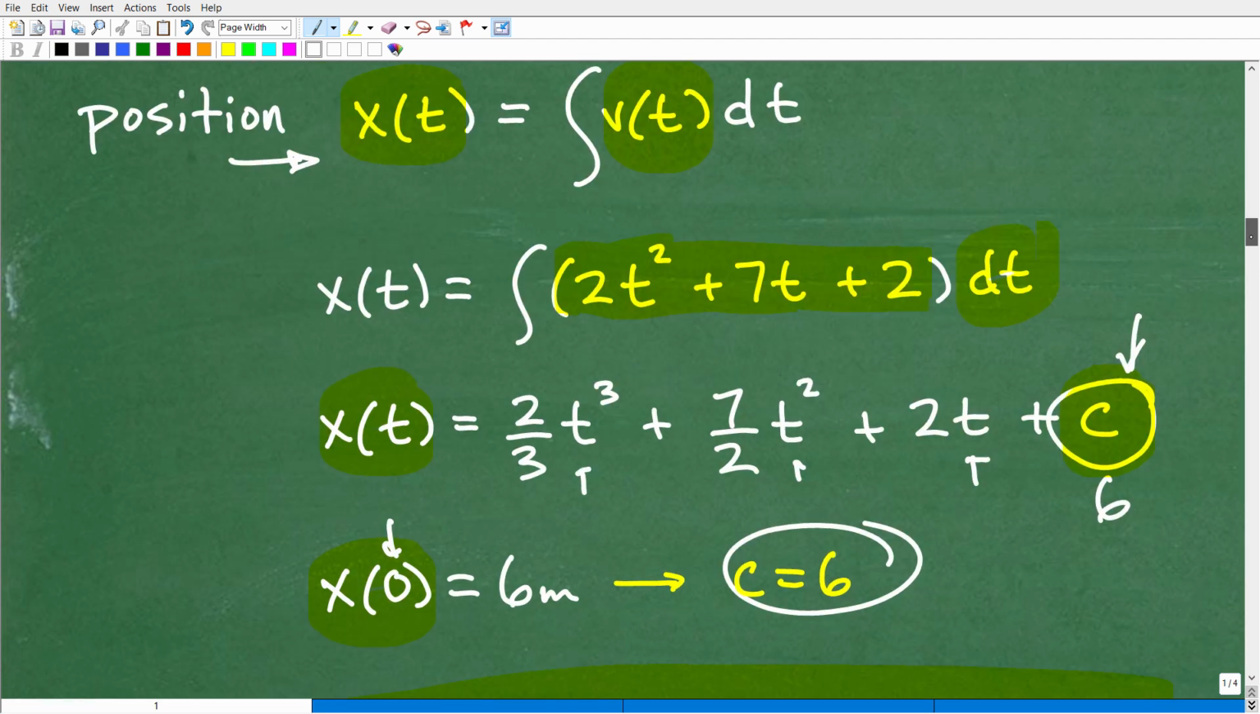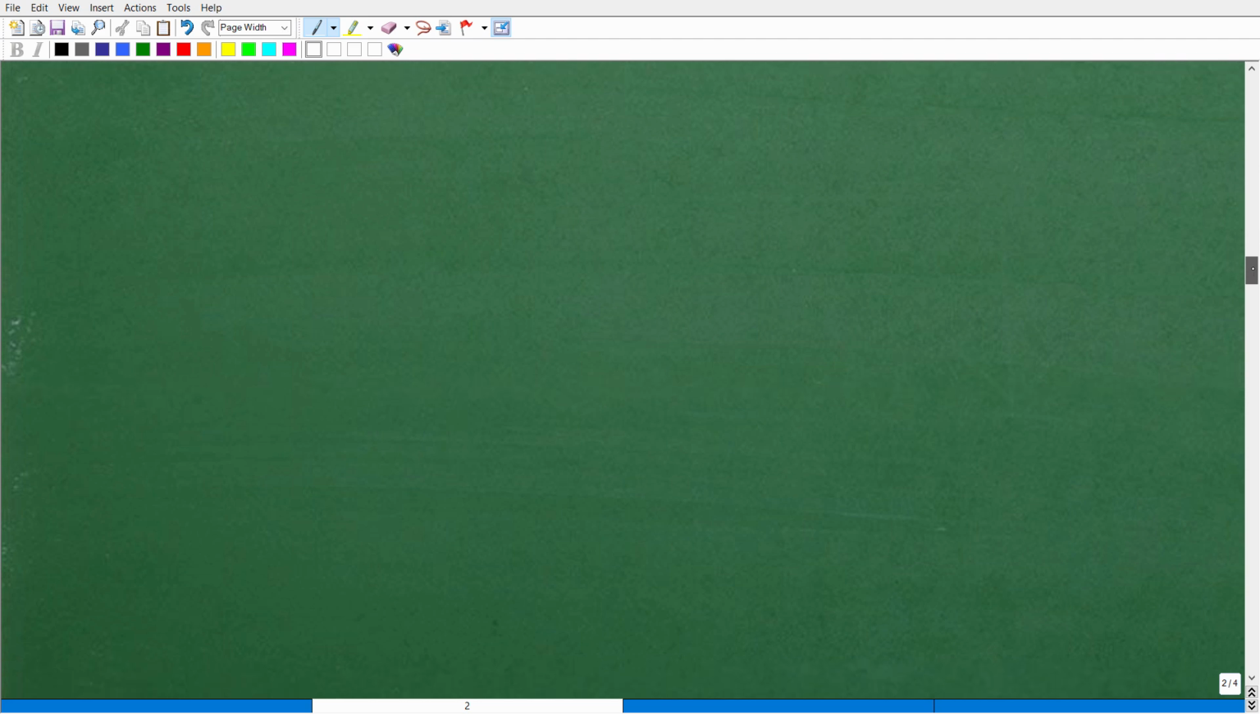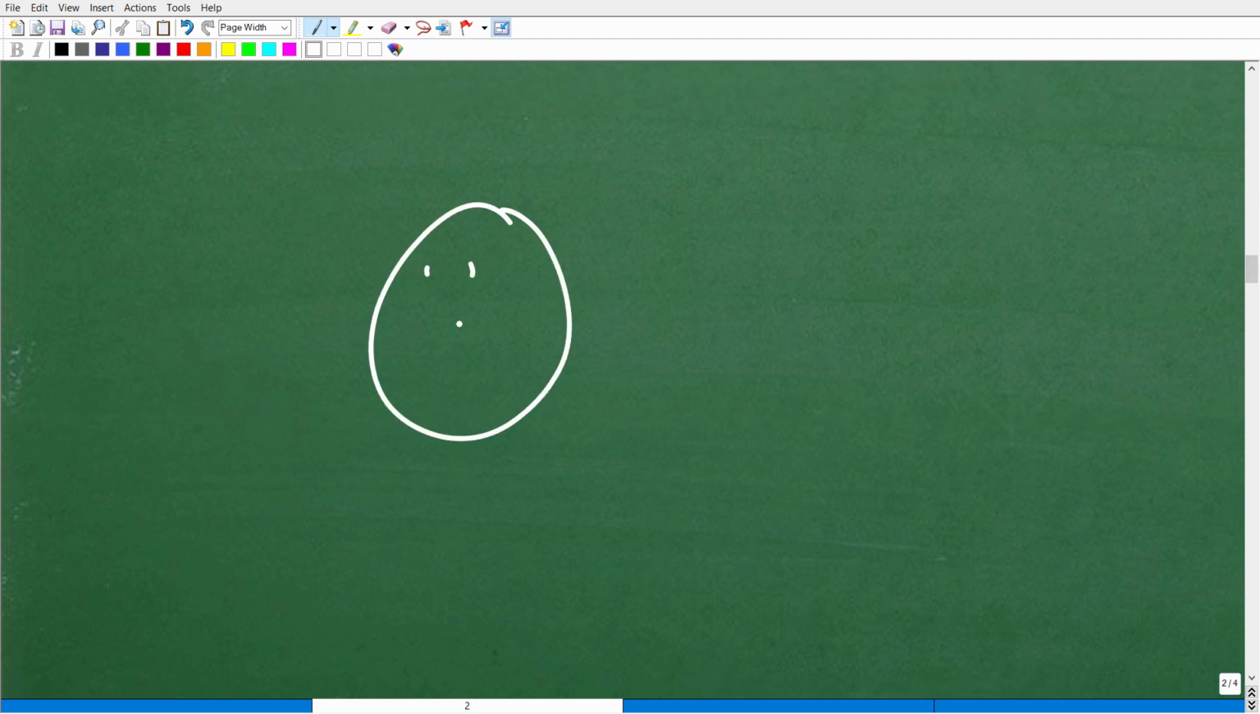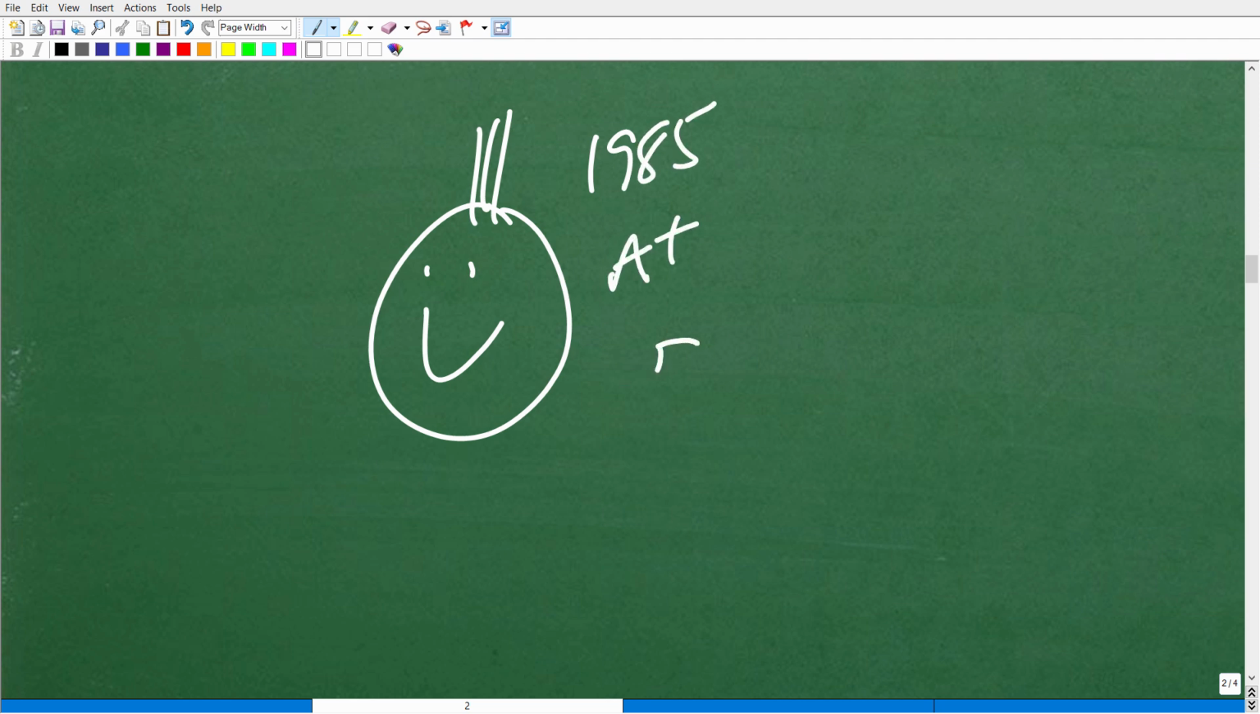Okay, so if you got this right, I must go ahead and just reward you with an awesome happy face and a good old 1985 Mohawk with an A plus and a 5 on your AP exam. How awesome would that be? I mean, if you're at this level and you're understanding this, of course, there's a lot more physics on this AP exam, but I mean, physics is just awesome.